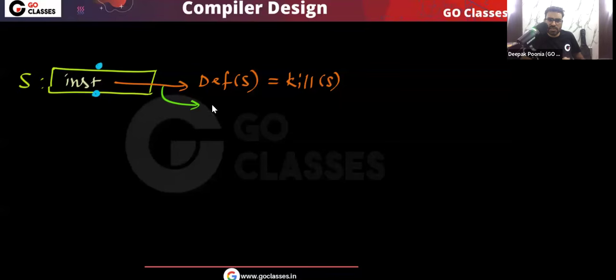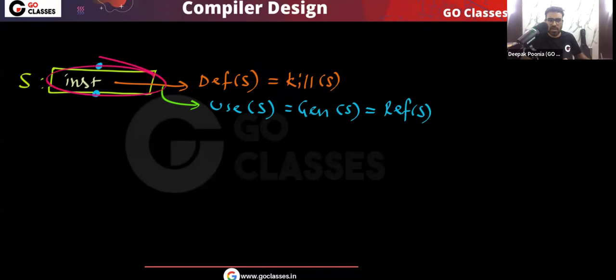For this instruction S, we also have another set of variables, that is use of S. This is also called gen of S, and also called reference of S. This is the set of variables which are used in this instruction S. Remember, for every instruction there are two program points, one immediately before and one immediately after. The set of variables alive at the entry point of this instruction S, immediately before it, is called in of S. The set of variables alive immediately after this instruction is called out of S.